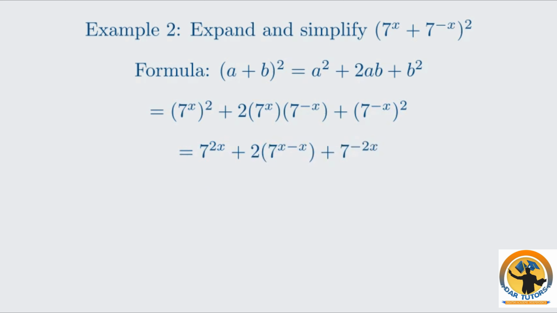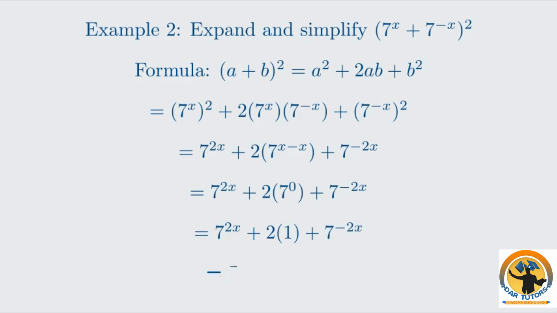Now we simplify each term. For the first and third terms, we use the power of a power law and multiply the exponents. For the middle term, we use the multiplication law and add the exponents. x plus negative x is 0. Since 7 to the power of 0 is 1, the middle term becomes 2. The final simplified expression is 7 to the power of 2x plus 2 plus 7 to the power of negative 2x. Just as we can expand expressions, we can also do the reverse, factorization.